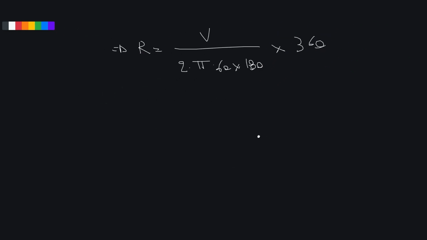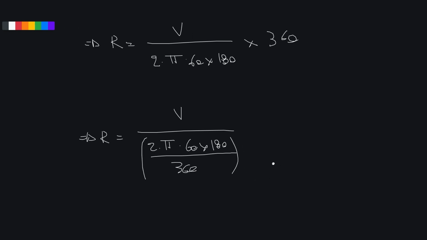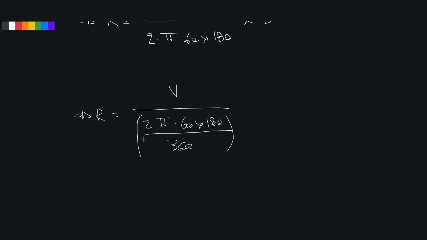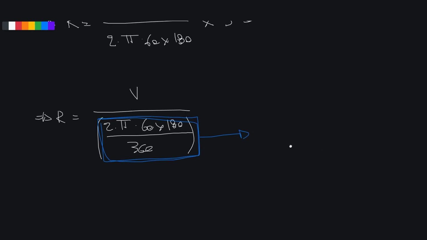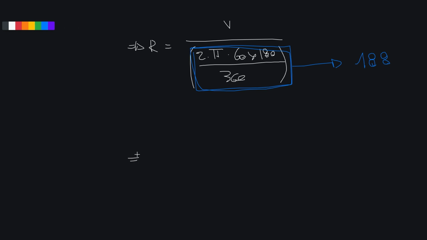If I write the formula in another way, it will be something like this. It will be the ground speed of the aircraft times 2 times pi times 60 times 180, all of that divided by 360. I will just do some brackets here. And what we just got here, 2 pi times 60 times 180 divided by 360, is actually equal, you can do it at home on your calculator, to 188.